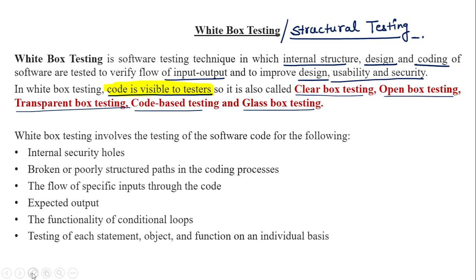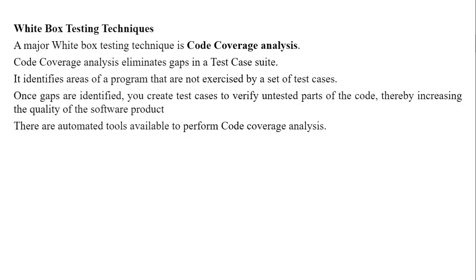Okay, so broken or poorly structured paths, flow of specific inputs to the code, expected output, functionality of conditional loops, testing of each statement, object, and function on an individual basis. So basically, in white box testing, we are checking the coding, basically the flow, the code कि आपका सॉफ्टवेयर में आपने जो कोड यूज किया है उसमें इनपुट आउटपुट का फ्लो कैसा है, nothing else. A major white box testing is called code coverage analysis. Code coverage analysis eliminates gaps in a test case suite. It identifies areas of a program that are not exercised by a set of test cases.